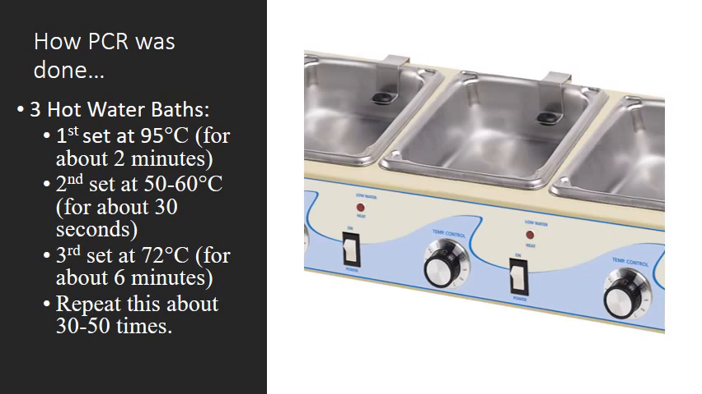We would have to have 3 individual hot water baths. The first one you'd have to set to 95 degrees centigrade, that near boiling temperature to get the DNA to separate out. And then you had to have the second one set to about 50-60 degrees Celsius, and it depends on ultimately what the primers are that you're using, how long they are, how GC rich they are, all that stuff. And then finally the last one, the third, has to be set to 72 degrees Celsius.